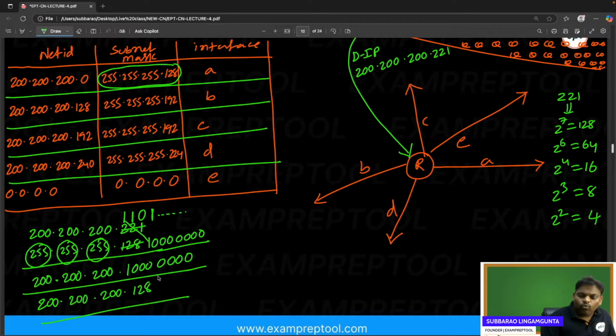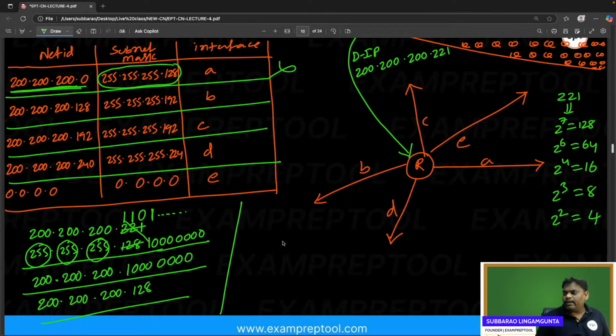So whatever you got, is this ID matching? No. After doing the AND operation, you should get the subnet ID. Subnet ID means net ID you should get. So whatever subnet ID or net ID you got, is it matching in the same row? No. That means the destination IP, whatever is there, that packet cannot go through this path. Let's see the next one, right?